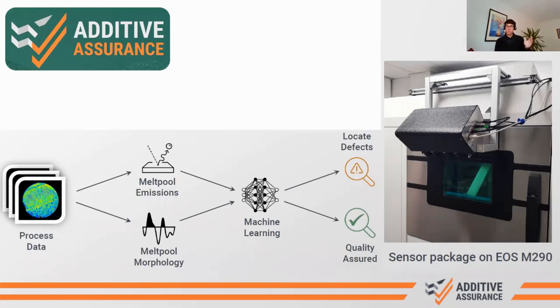What this enables is two things. First, a print can be stopped immediately if a defect is detected, which saves time and money. And secondly, as soon as the product comes out of the printer, you immediately have quality assurance.